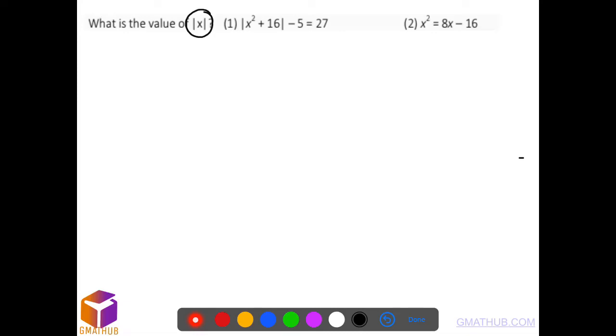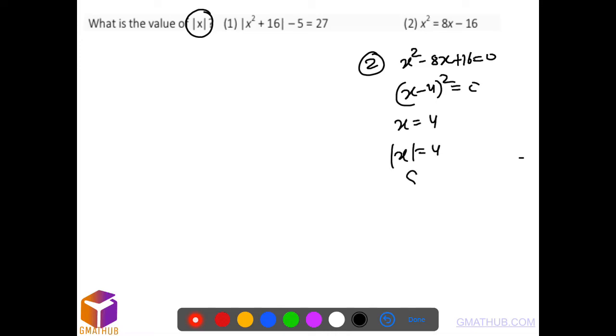So here, what is mod of x? Now if you see second statement, x square minus 8x plus 16 is equal to 0, x minus 4 square is 0, x is equal to 4. So sufficient.